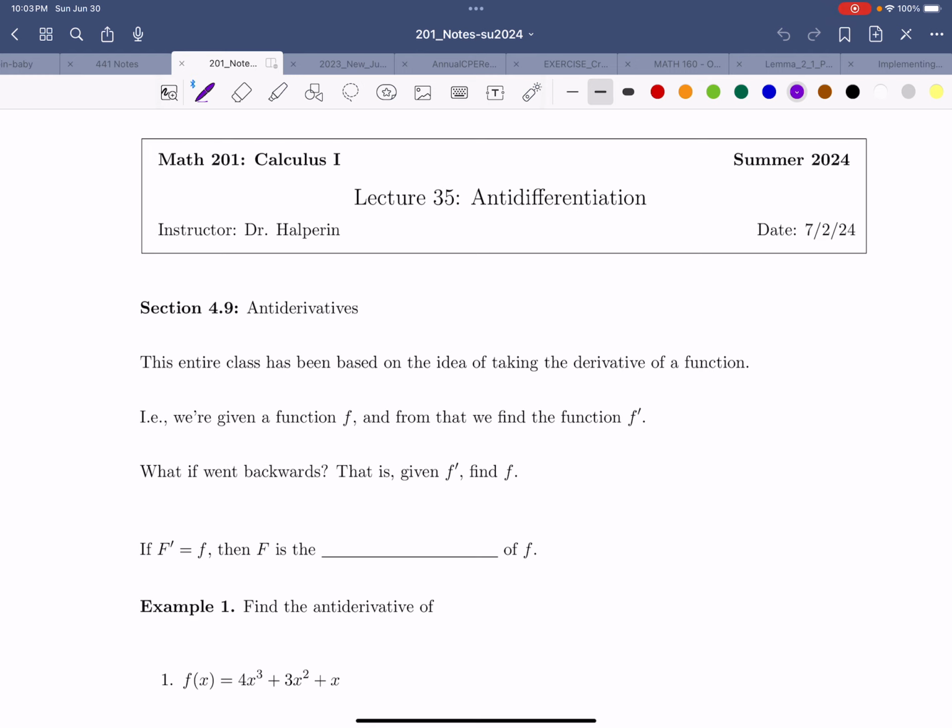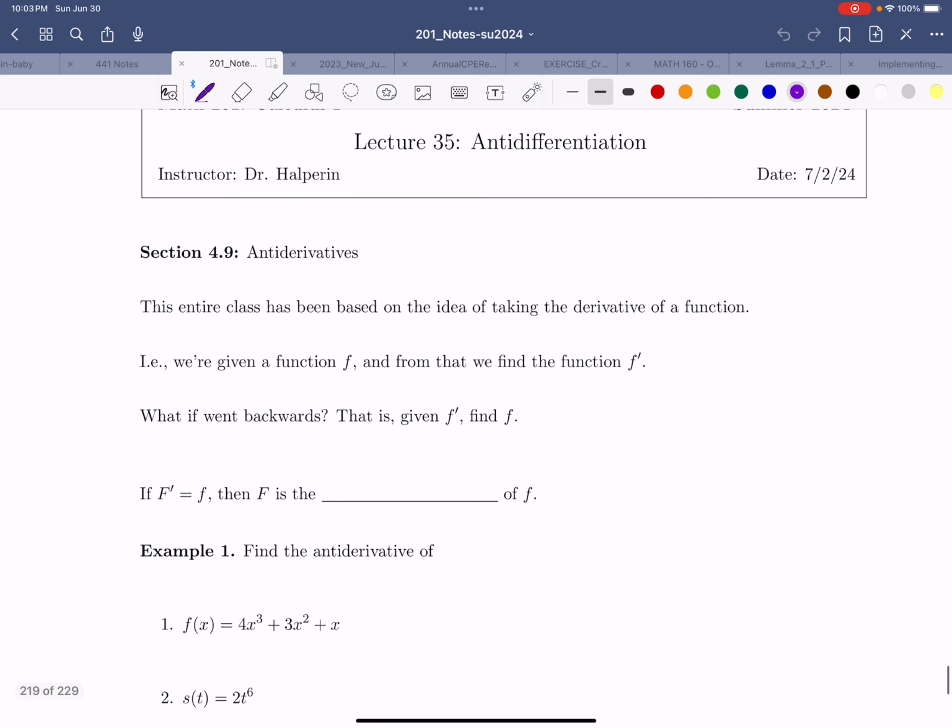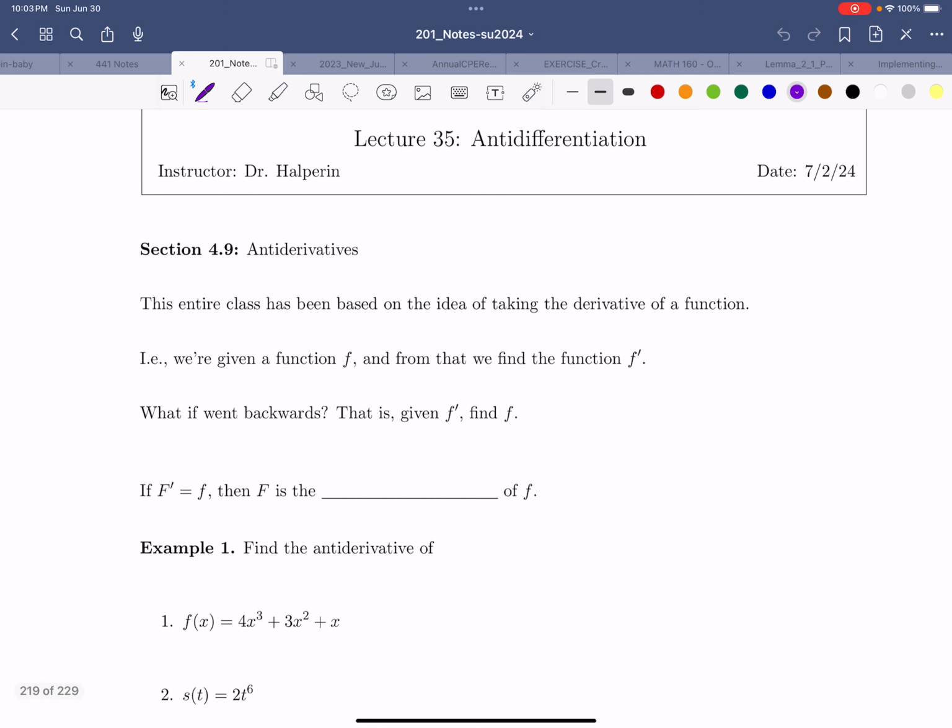After limits in this class, we spent all of our time taking the derivative, learning various derivative techniques, applying these techniques, etc. I give you a function, you give me the derivative. I give you f, you give me f prime. What if it worked backwards? What if I gave you f prime and you had to figure out what f was? In other words, what if I gave you a function and you had to tell me what function it was the derivative of?